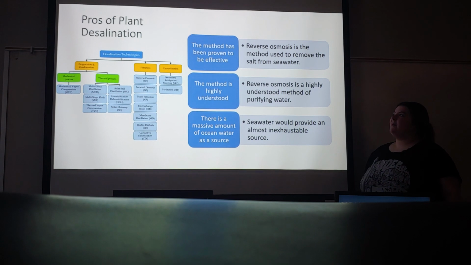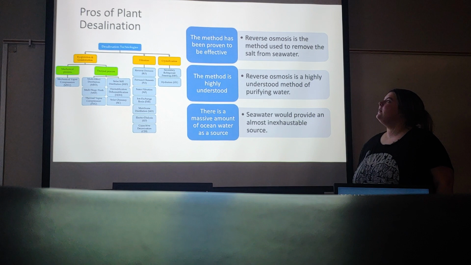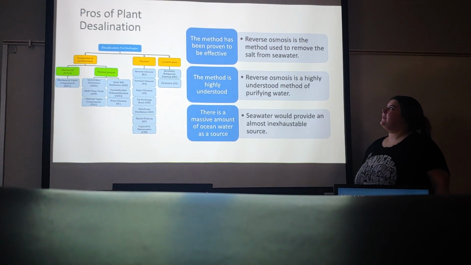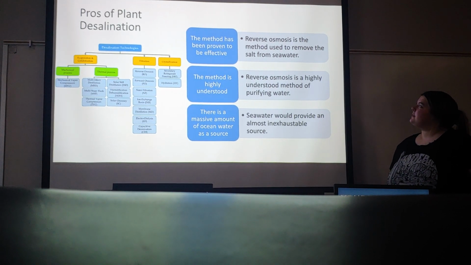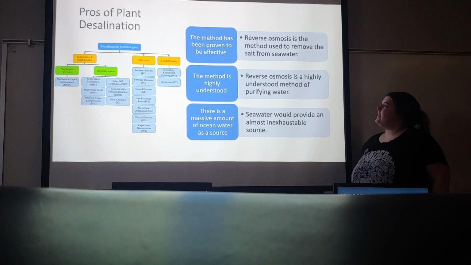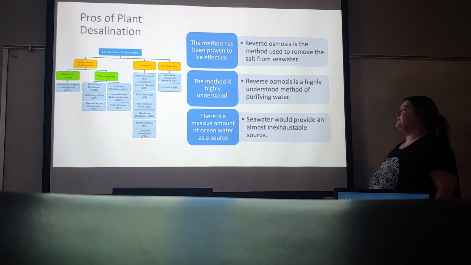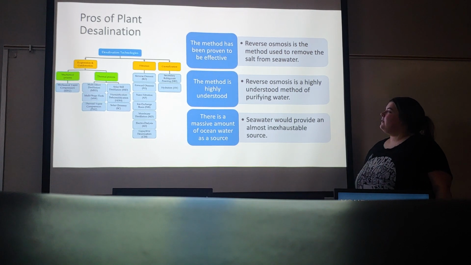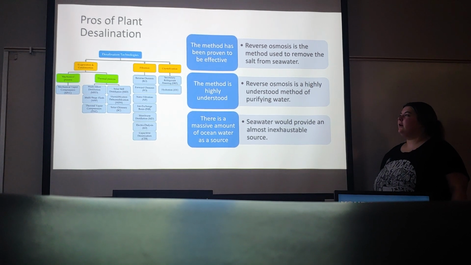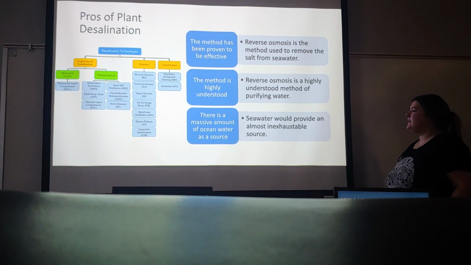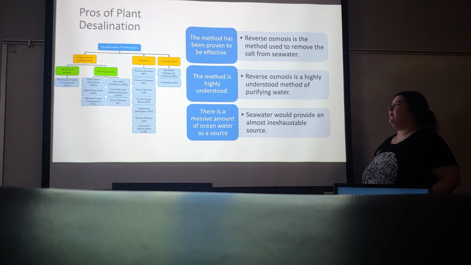My name is Anna Zimmerman, and I'm going to be talking about some of the pros and cons of desalination plants. First, the method has been proven to be effective. Reverse osmosis is the method for removing the salt from the seawater, and it's a method that we've been studying for a long time, so we've proven it to be effective. The method is highly understood. Reverse osmosis is a highly understood method of purifying water, and it's been backed up by scientific evidence to prove that it's an efficient method of creating clean drinking water.